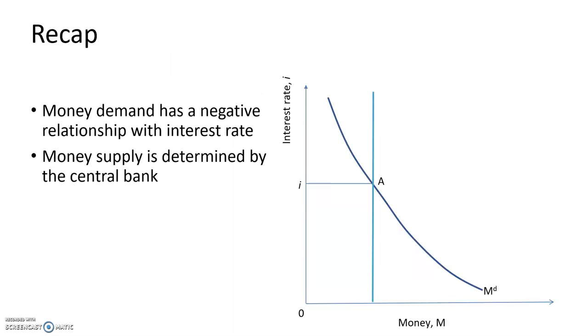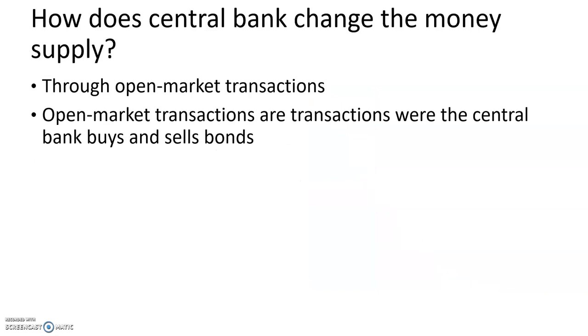So just a recap, money demand has a negative relationship with interest rate and money supply is determined by the central bank. How does the central bank change the money supply? They do it through open market transactions. Open market transactions are transactions where the central bank buys and sells bonds. For example, if a central bank wants to increase the amount of money in the economy, it buys bonds and pays for them by creating money.